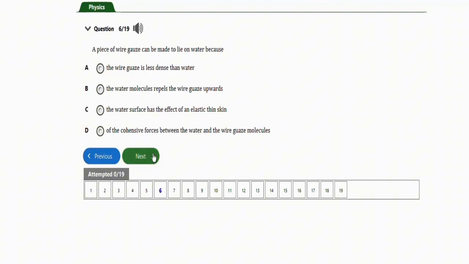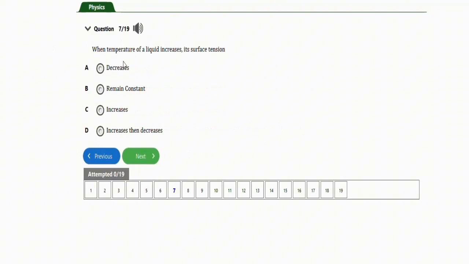Let's go to the next question, which is this one. It says, when temperature of a liquid increases, its surface tension will basically decrease. Alright, so it will decrease. Option A, its surface tension decreases. Let's go to the next question, which is this one. It says, water does not drop through an open umbrella of zinc material unless the inside of the umbrella is touched. This is due to, the correct option is option A, surface tension. Alright, take note of this particular question.